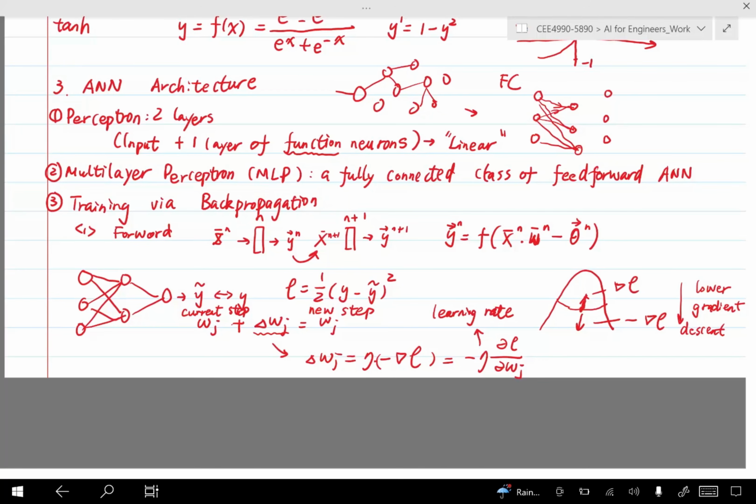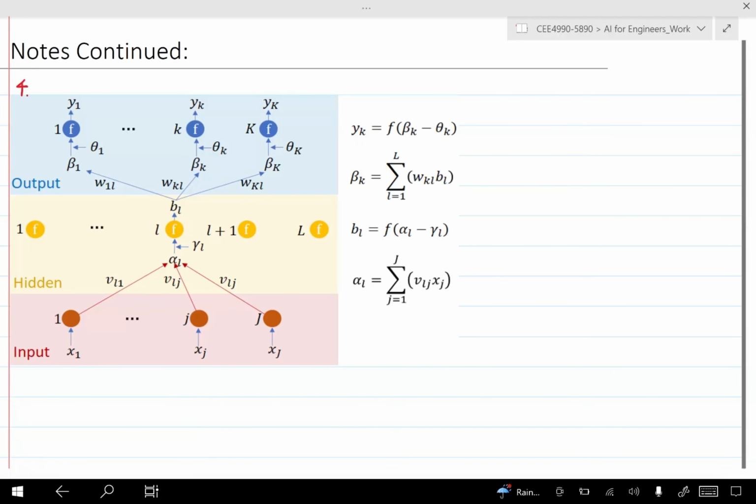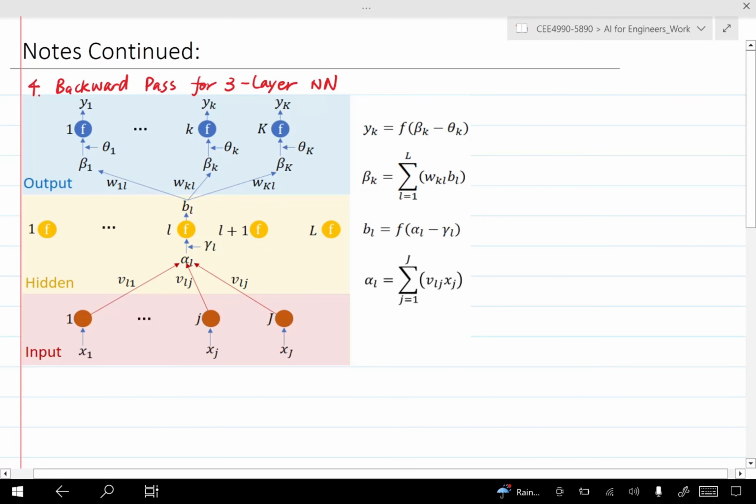Okay, this is still a general description of the process. Next, let's take a look at how to do this step by step. We want to look at the detailed backward pass for a 3-layer network. We'll show how to get the gradient. For this one, you can see that the input layer is the lowest layer, and the output layer is the one on top. The hidden layer is in the middle, between input and output.